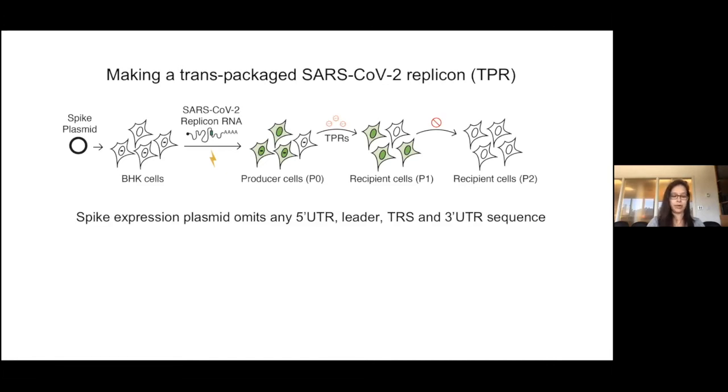To really lower any chance of the spike somehow finding its way back into the genome, we're using a spike that is essentially like any other mRNA in the cell. So it's human codon optimized, and it lacks any sequence that may allow for template switching, like those generally used for coronaviruses. So it doesn't have any of the 5' UTR, leader, TRS, or 3' UTR sequences.